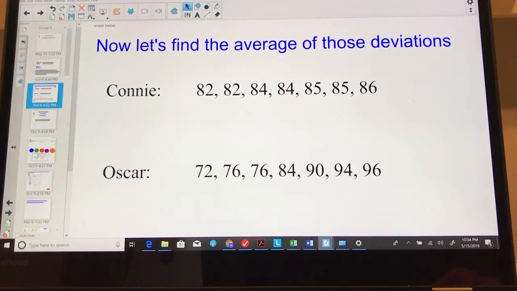So we're going to find the average of these two deviations. So pause the video, go ahead, find the average of the deviations. And what I mean by a deviation is how far away from the mean. So pause the video, find your deviations.